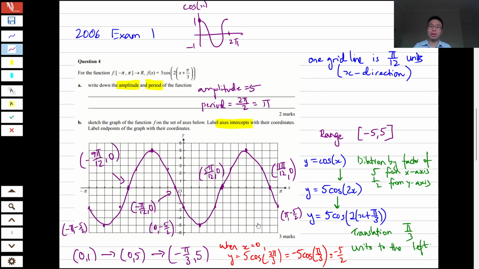Remember that since the period is pi, the x-intercepts will be spaced at half the period, which is pi on 2.